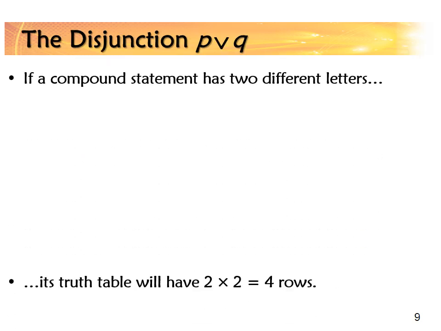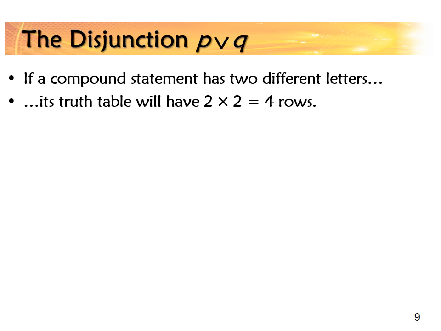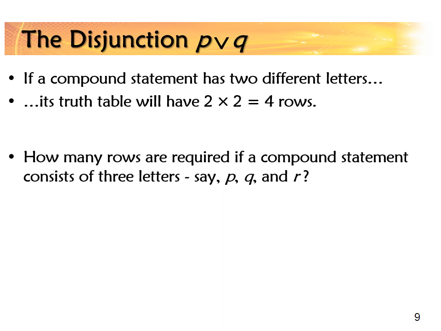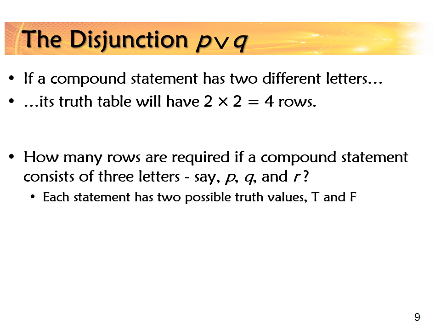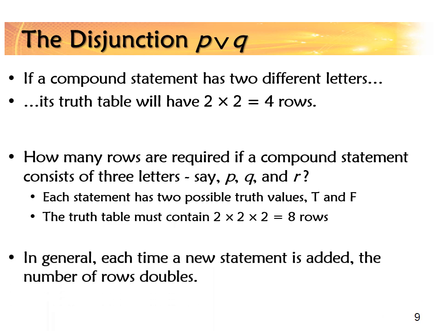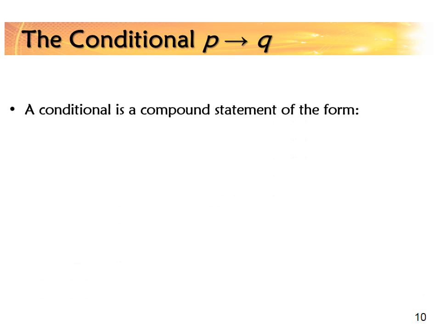What about the disjunction? If a compound statement has 2 different letters, 2 times 2, how many rows are required if a compound statement consists of 3 letters? Each statement has 2 truth values, T and F, so we have to contain 8 rows to account for all of the possibilities. So in general, each time we add a new statement, we double the number of rows that are needed.